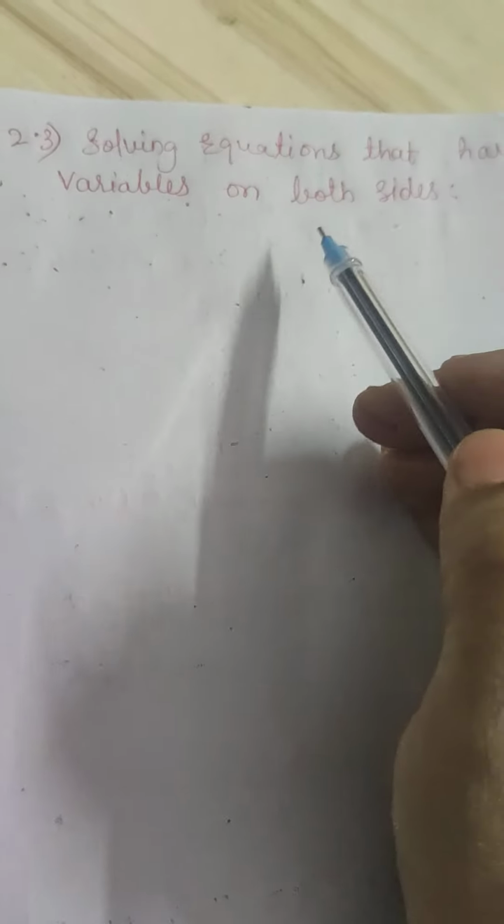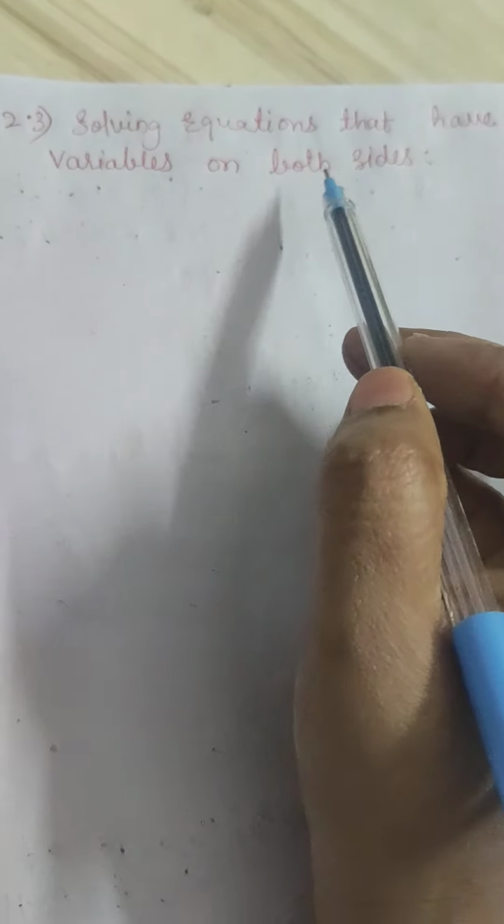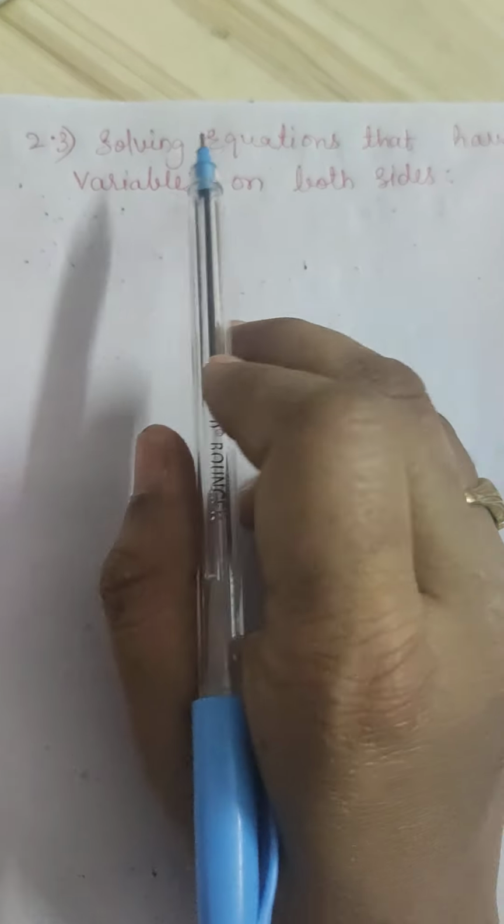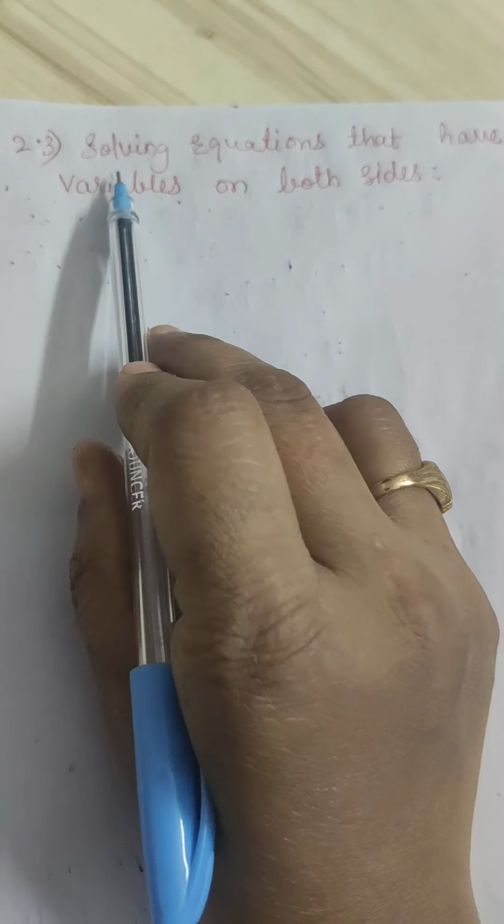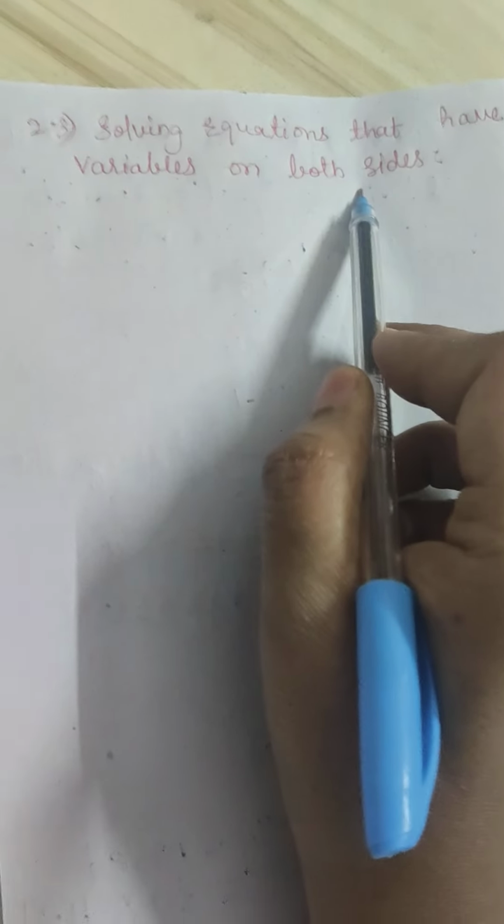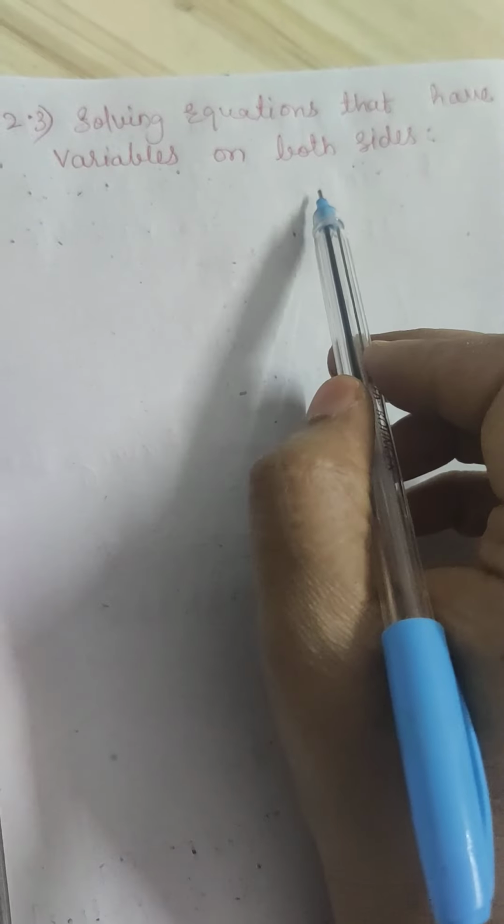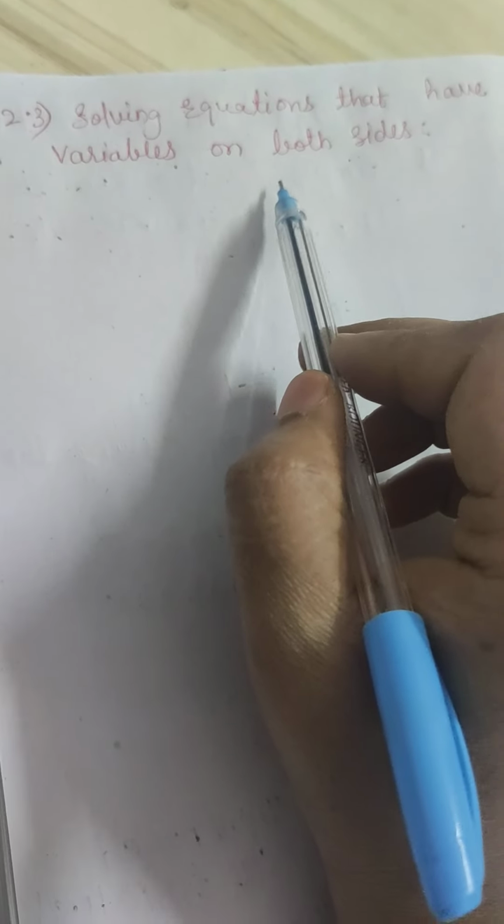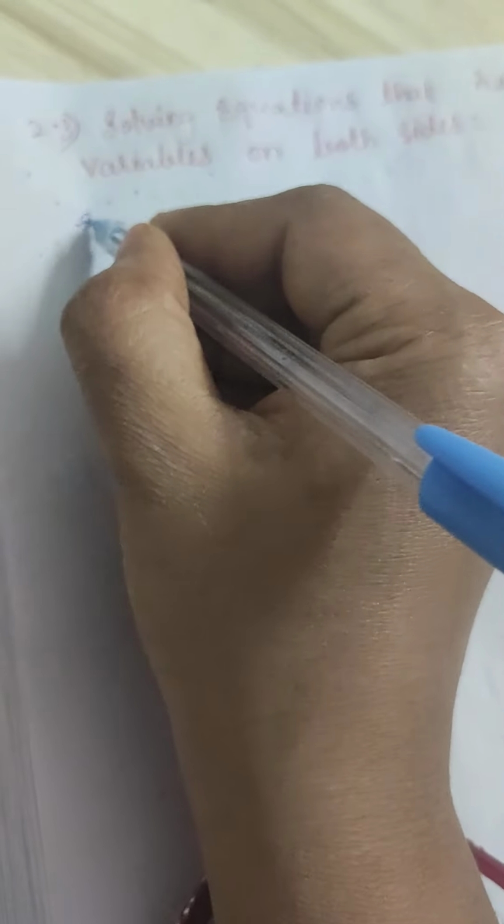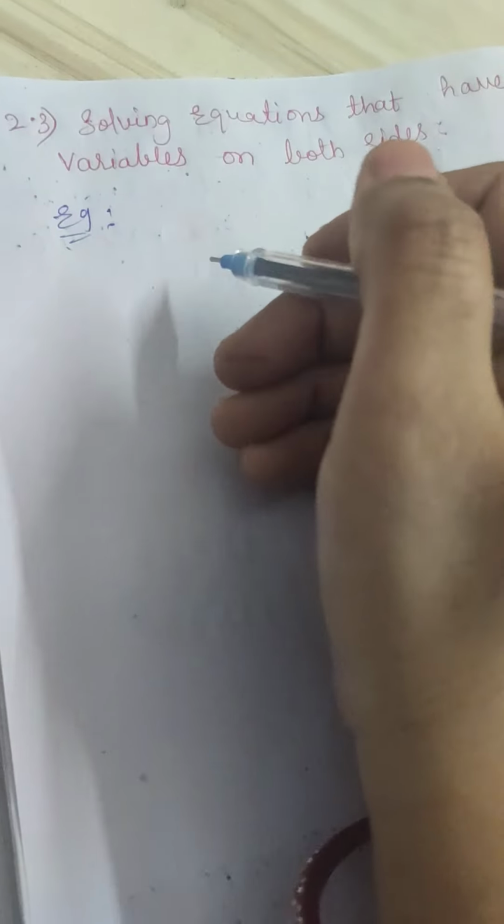Okay students, just now we have seen solving equations that have variable on one side. Now we are going to see solving equations that have variables on both sides. Both sides of the equation are having variables. Then how to solve them, we will see now with an example.